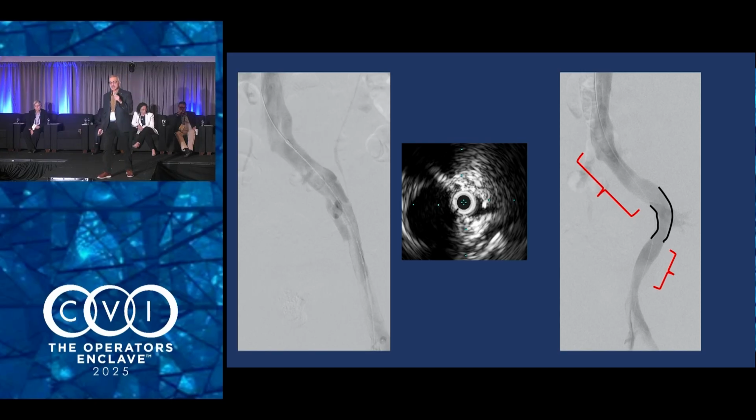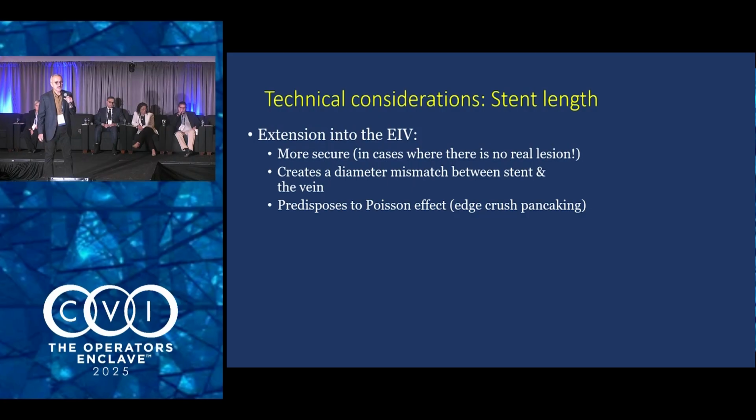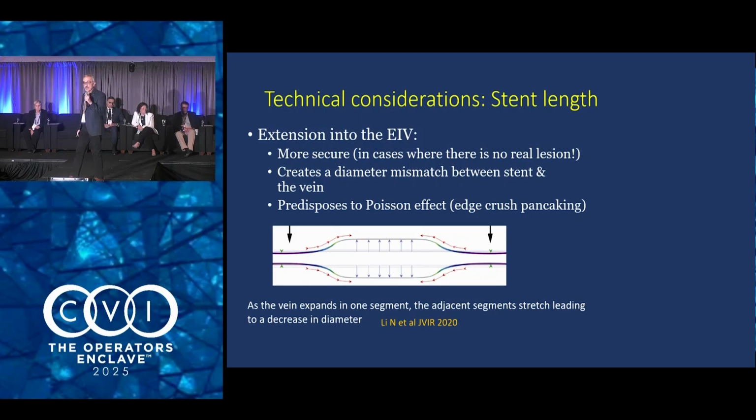The problem of extending into the external iliac vein is several-fold. One is that it is more secure, and that means that in patients who don't have a lesion, you'd want to anchor it in the external iliac vein. But it does create a diameter mismatch between the stent and the vein, because you're sizing to the common iliac vein, which is frequently 2 to 3 or more millimeters larger than the external. And it predisposes the patient to the Poisson effect, which means that you stretch the vein, especially in post-thrombotic patients, and you compress the ends.